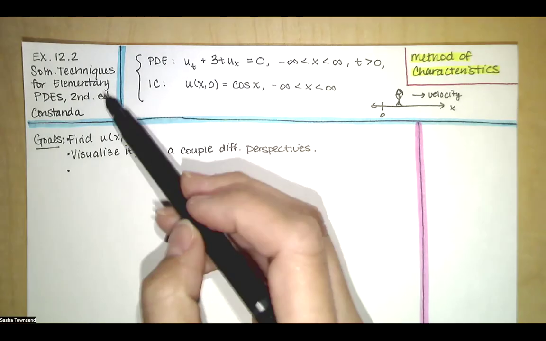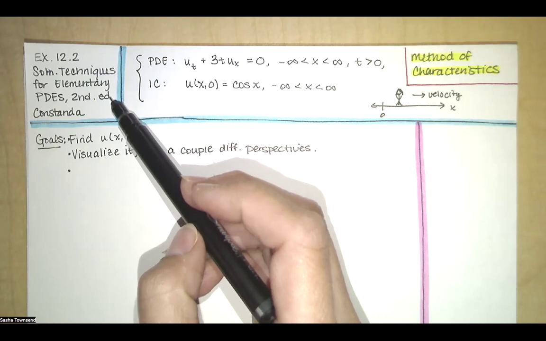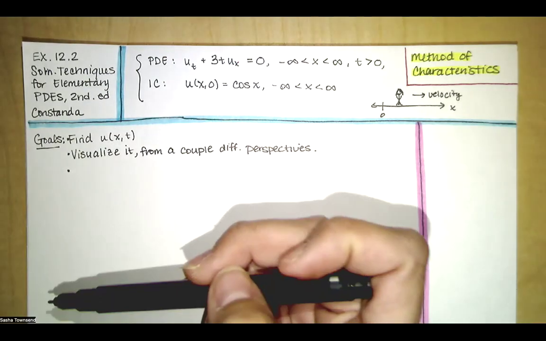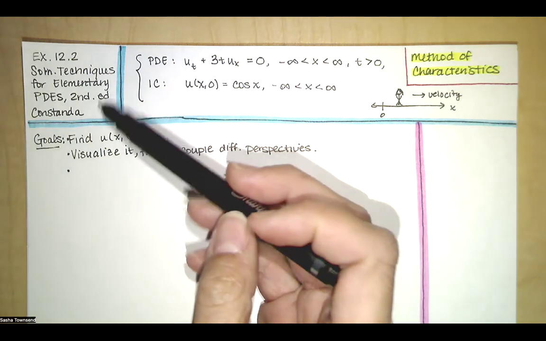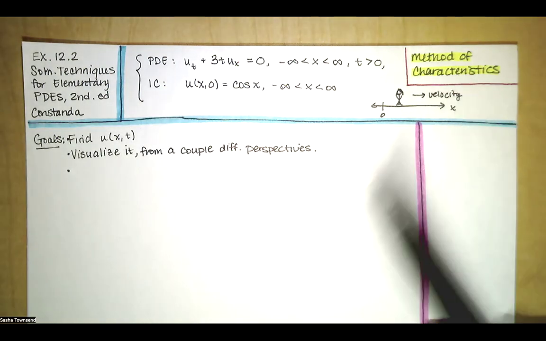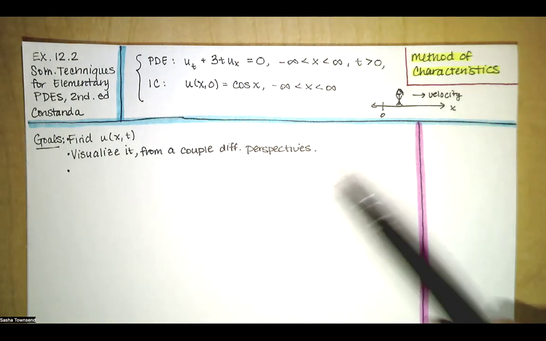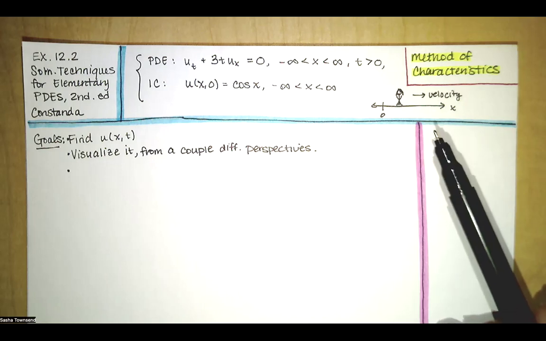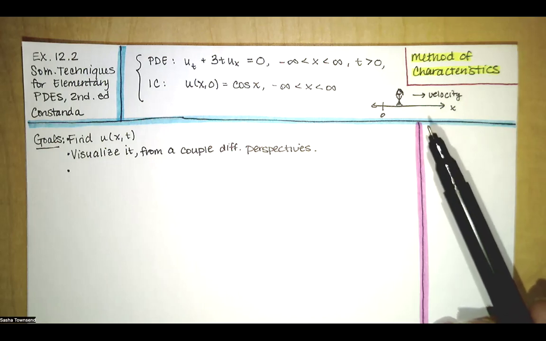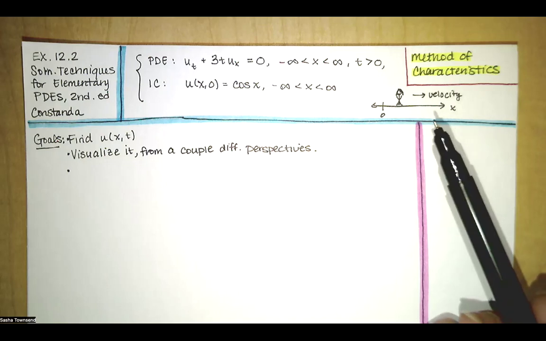In this video, we'll solve example 12.2 from Solution Techniques for Elementary Partial Differential Equations, second edition by Christian Constanda. And we're using the method of characteristics. Now remember, with the method of characteristics, you're thinking about the problem from the perspective of some moving observation point.